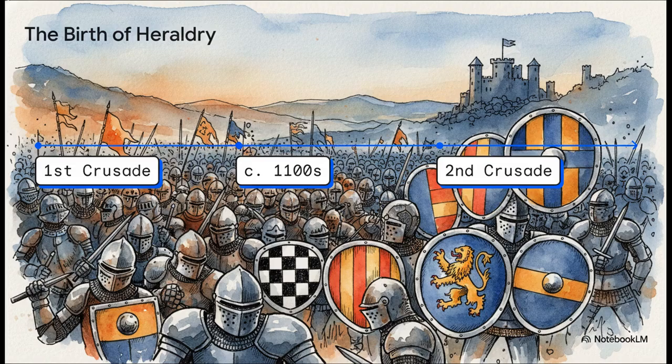All right, before we even touch the software, we've got to go back in time, way back. Picture the absolute chaos of the Crusades. You've got a sea of knights in almost identical armor. I mean, how do you tell who's on your side? It was a huge problem. So knights started painting these simple, really bold designs on their shields. And this wasn't about looking cool, it was about survival.